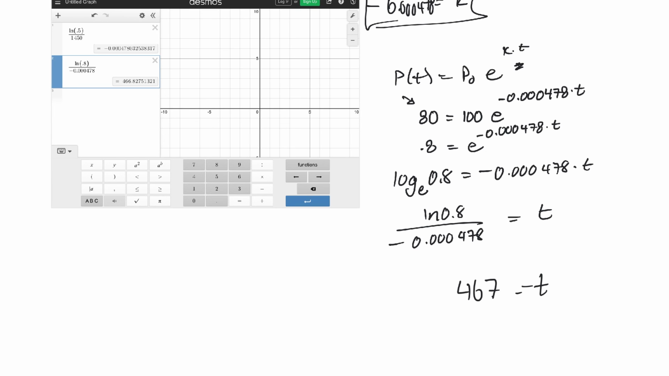All right, I'm not sure where that negative came from. Oh, that was part of the equal sign. So time is 467. Hopefully that helps you with that question. Love that question.